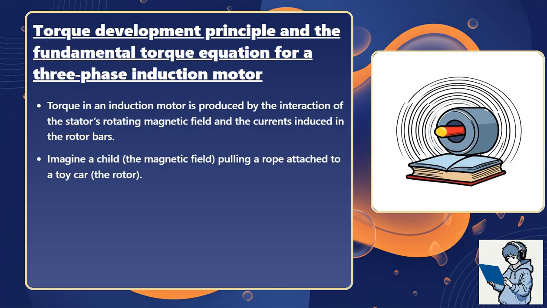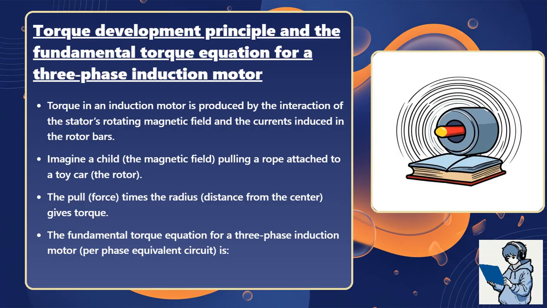Imagine a child, the magnetic field, pulling a rope attached to a toy car, the rotor. The pull force times the radius, the distance from the center, gives torque. The fundamental torque equation for a 3-phase induction motor, per phase equivalent circuit, is T equals 3 times V squared times RR over S, divided by omega S times [(RR over S) squared plus (XS plus XR) squared].